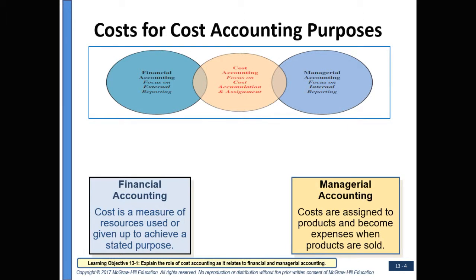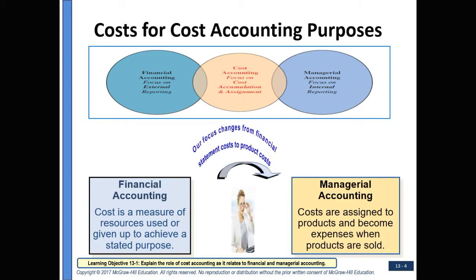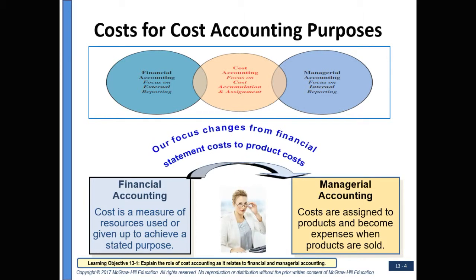In financial accounting, the focus is on external reporting. In managerial accounting, the focus is on internal reporting. In cost accounting, the focus is on cost accumulation and assignment, providing information internally for managers, but also externally for investors, creditors, and others that use the financial information in the financial accounting reports.